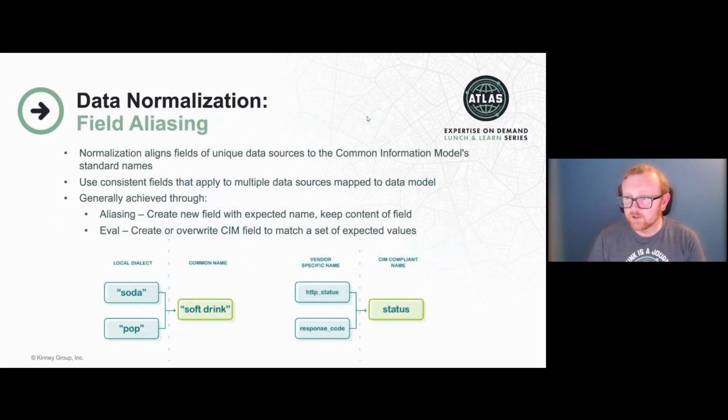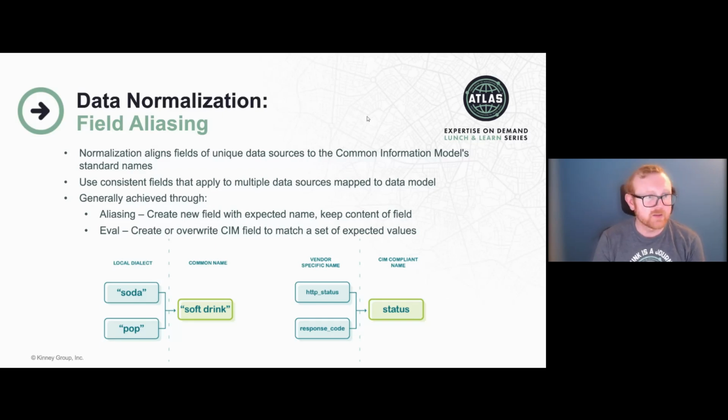So normalization aligns fields of unique data sources to the Common Information Model standard names. It uses consistent fields that apply to multiple data sources mapped to data models. And it's generally achieved through either aliasing, like we talked about, where you create a new field with the expected name and you keep the content of that field. Or you can use eval, a common Splunk command, to create or overwrite a CIM field to match a set of expected values.